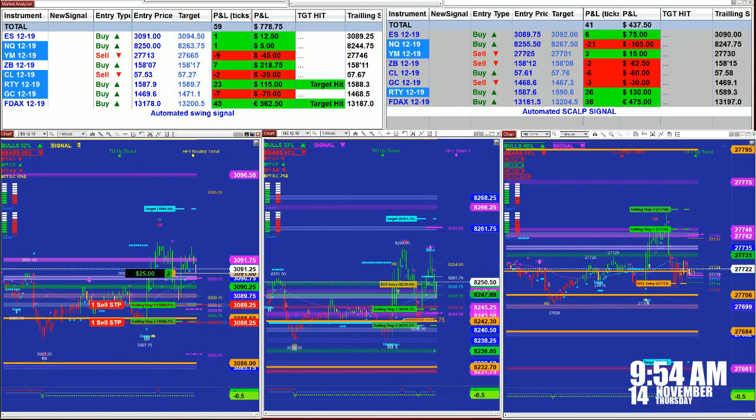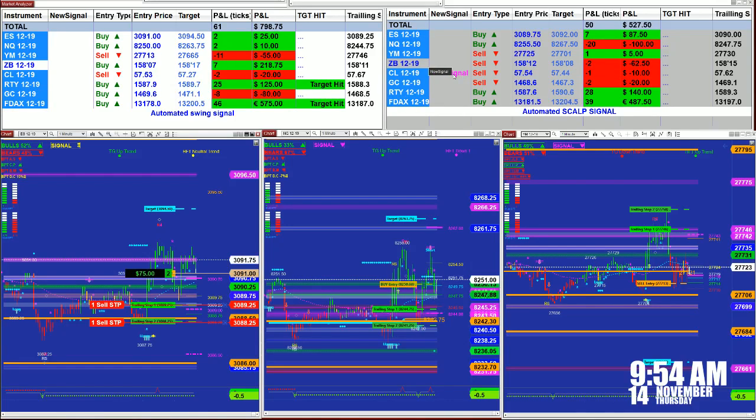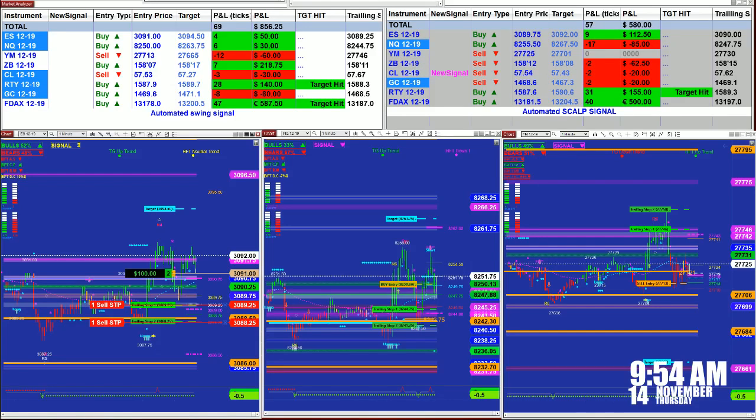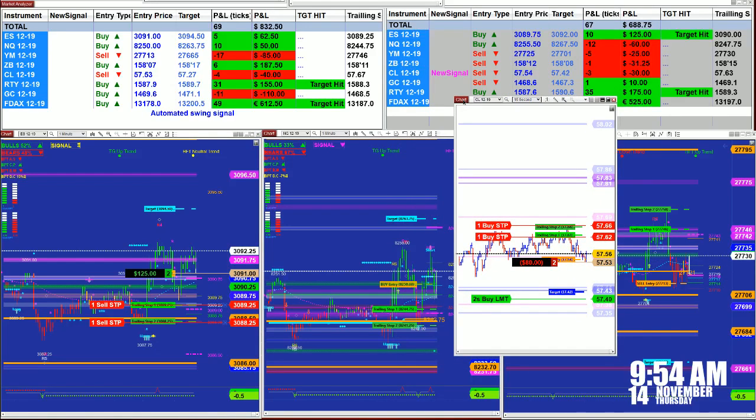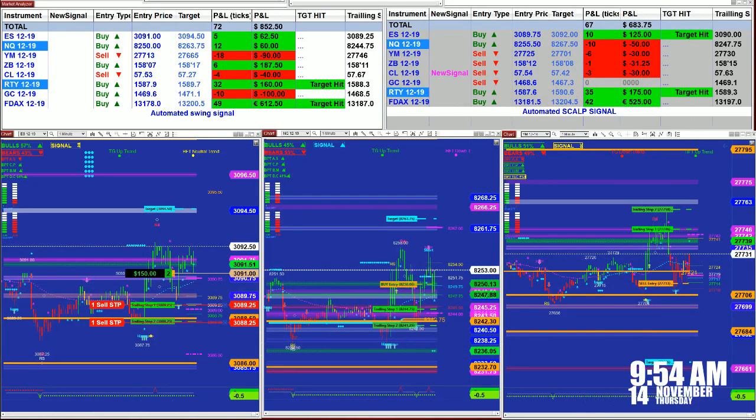And the one on the right, the market analyzer, is an automated scalping trade, all automated. As an example, we just got a new signal on the ES sell, and here it is. The automated trade just took that trade. So you're very welcome to follow those signals.